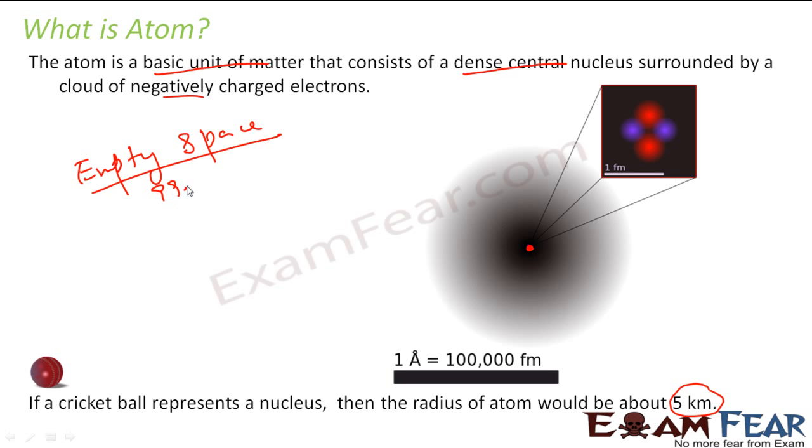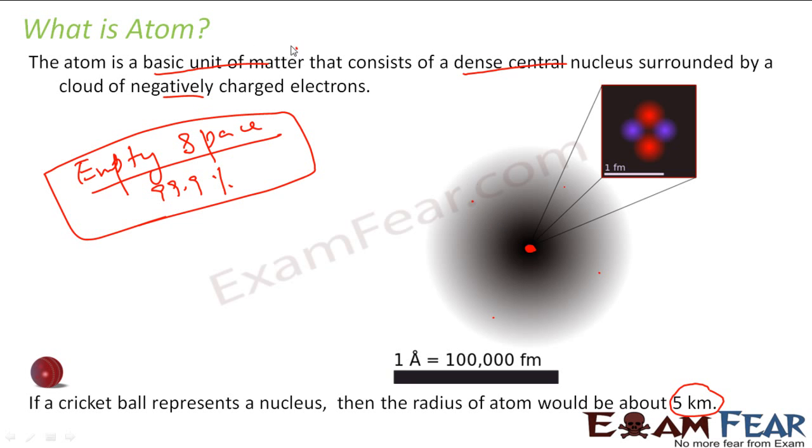I'll say 99.9% of the atom is nothing but empty space. And then you have a very small percent. Now you have this nucleus, which is dense, which has protons and neutrons, and then you have a probability of finding electrons somewhere here, and they keep moving. We'll understand this when we discuss the quantum model of atom, how the electrons are distributed across this atom. But just understand, atom is a basic unit of matter.